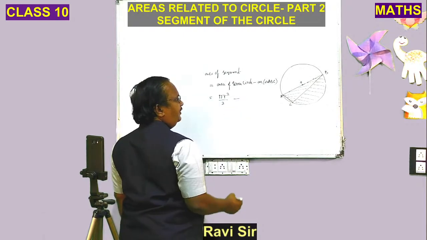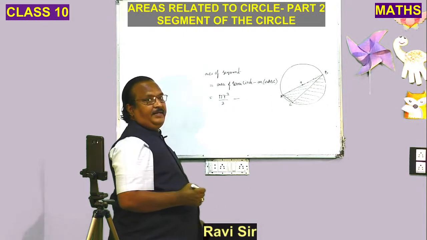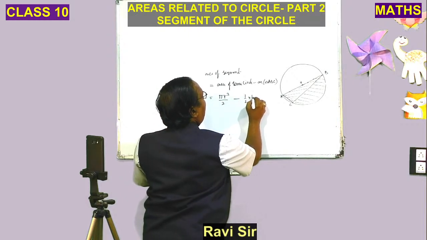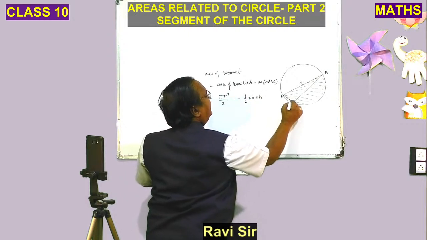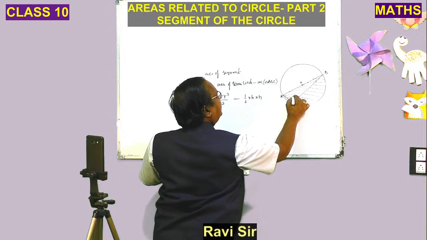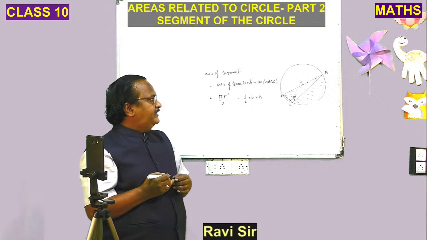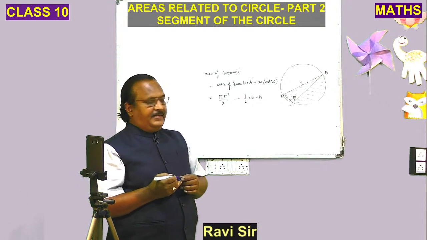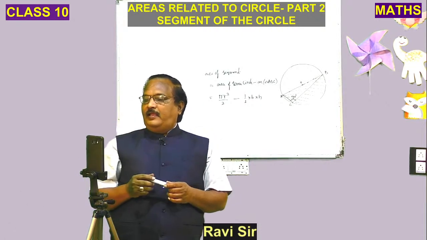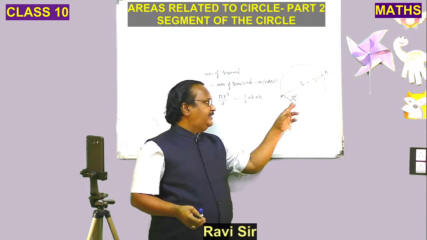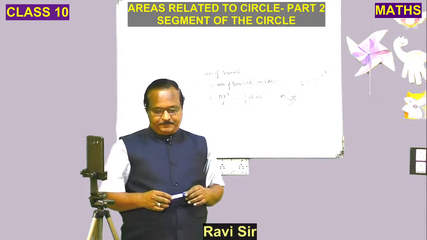Now you have to find the area of the triangle. You can use half base into height, because this angle is 90 degrees. Can anybody say why angle ACB is 90 degrees?